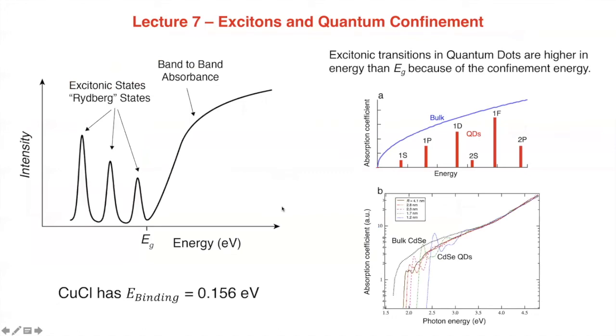All right, so an important distinction between excitons in a quantum dot and excitons in a bulk material. In something like copper chloride, you have these Rydberg states that appear below the band gap energy, and you get a spectrum like this. But take a material that doesn't have a strong binding of the electron and hole, say cadmium telluride: there's no excitonic feature. You just get a direct band gap semiconductor absorption onset beginning at the band gap energy.